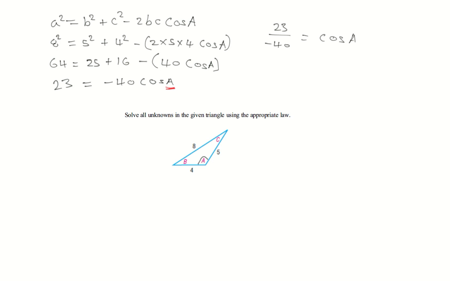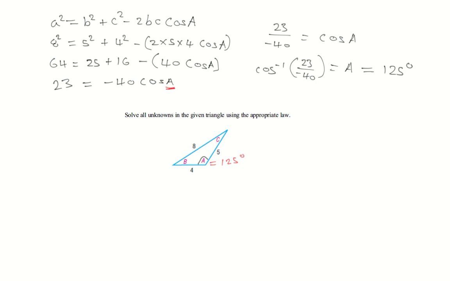And if I want to solve for A now, I would write cos inverse 23 over minus 40 equals A, and the answer I get is 125 degrees. So A is equal to 125 degrees.